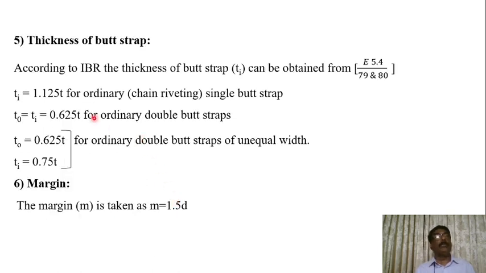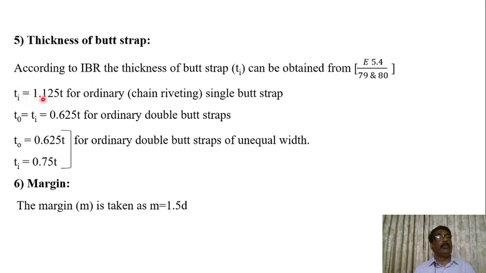Now the next parameter we are going to design is the thickness of the butt strap. In case of a butt joint, two plates are butted against each other, and we are using cover plates or strap plates. We can use one cover plate or two cover plates, so the thickness will vary accordingly. According to the Indian Boiler Regulation, the thickness of the butt strap, that is the cover plate, can be obtained from the equation, again from the DDH.